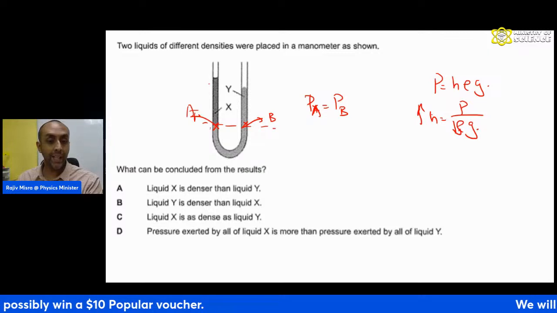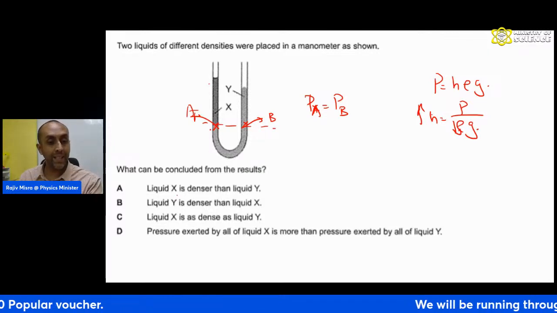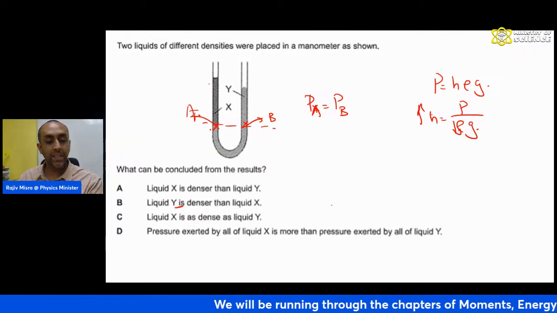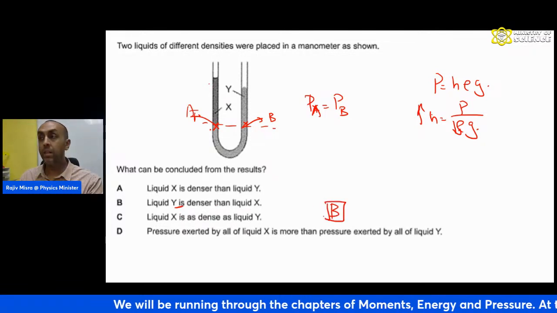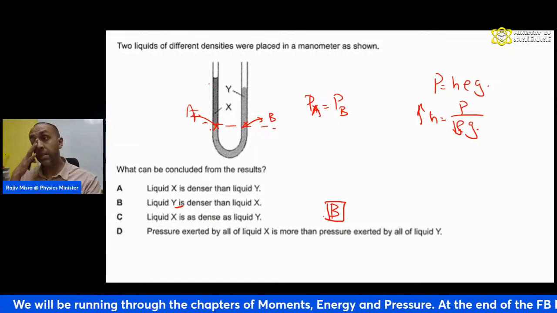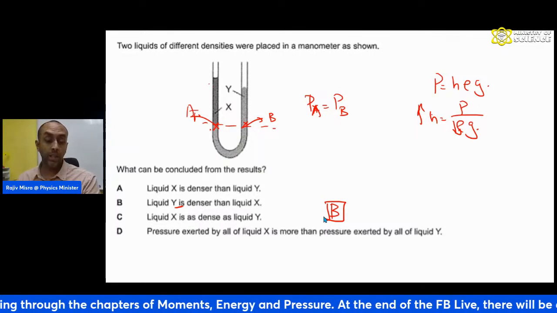So, since the height here is bigger, that only means that liquid Y is denser than liquid X. So, answer is B. Okay, so all you just need to do is take P equals to H rho G.